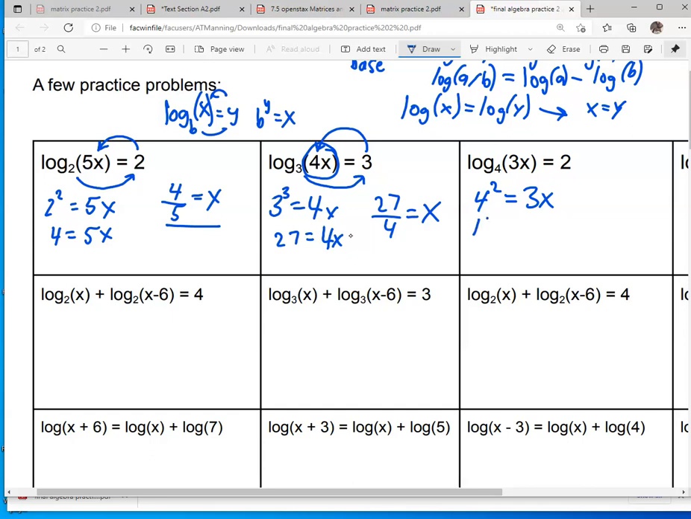Square 4, I get 16 equals 3x. Divide both sides by 3, I get 16 thirds equals x. 16 is even, not divisible by 3, so that's as reduced a fraction as I can get.